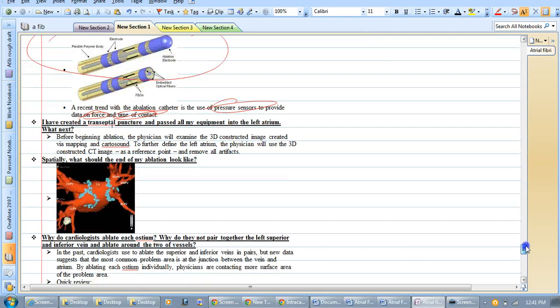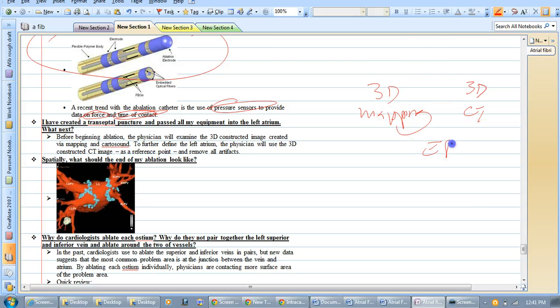So, at this point, I think we've reached the point where we can ask ourselves, I've created a transseptal puncture and passed all of my equipment into the left atrium, so what do I actually do next? What's the next procedure? Before anything happens, what will happen is we have the 3D image created by CT as well as the 3D image created by mapping.